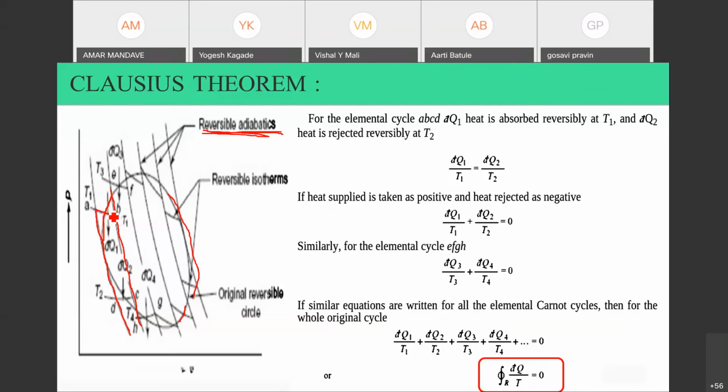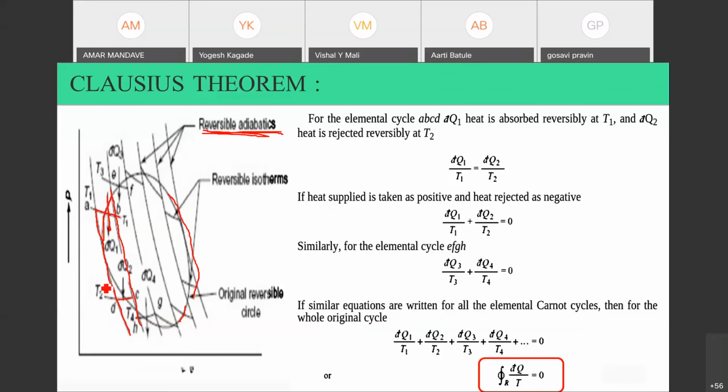Whatever the heat interaction is, it is given by dq1, or delta q1, the small amount of heat absorbed by this system. Now we can plot another reversible isothermal process here, similar to the previous one with the same assumptions. The area under the curved line is equal to the area under this isothermal line, C to D.